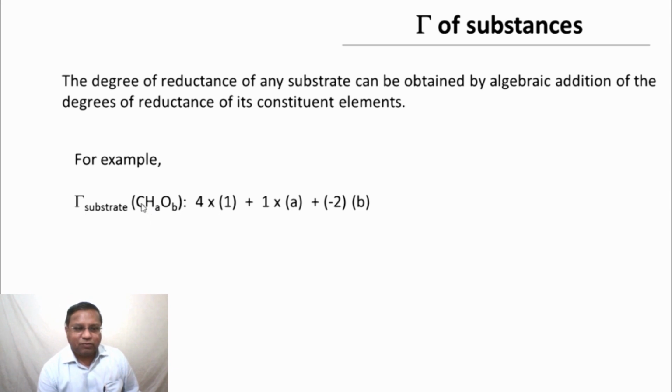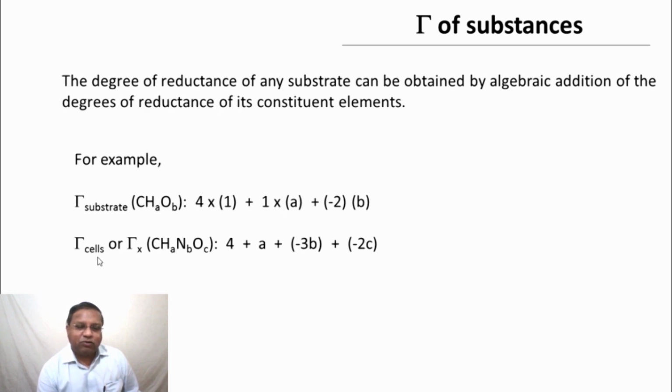Therefore, this says 1 carbon, 4 into 1, the degree of reductance of carbon is 4, therefore 4 into 1, plus the degree of reductance of hydrogen is 1, it has A atoms of hydrogen, so 1 into A, and the degree of reductance of O is -2, and the number of atoms is B, so -2 into B. So that will turn out to be 4 plus A minus 2B.